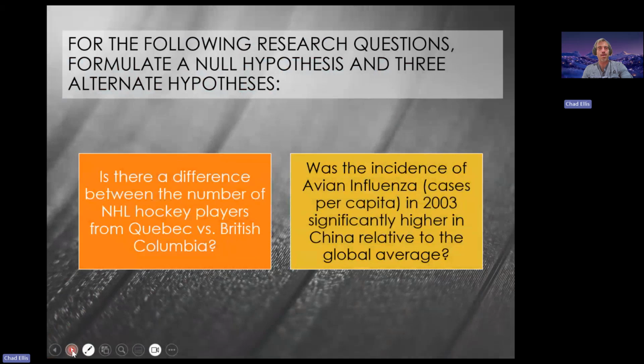Right, so just a couple more examples. You can think of some research questions. Is there a difference between the number of NHL hockey players from Quebec versus British Columbia? So what would be your research statement? What would be your research question there?